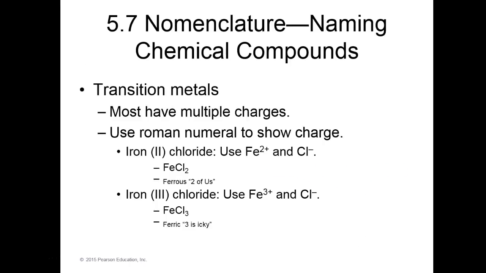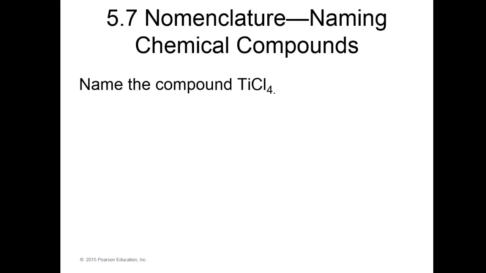Transition metals have multiple charges in some cases. We use Roman numerals to show their charge. For example, iron(II) uses Fe2+ and Cl-. This is ferrous chloride. Usually the 2 is "-ous", 2 of us. FeCl3, ferric chloride, 3 is "-ic", icky. Okay, 2 of us, 3 of it. It's just a way to memorize it, not that it's really icky.